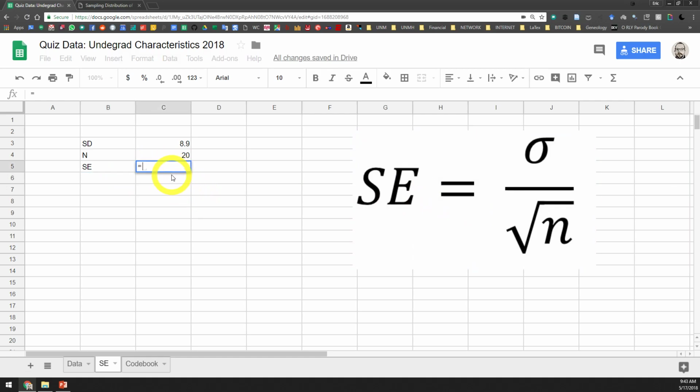So we're going to click equals to do some mathematical function. We're going to click on the cell that says 8.9. We're going to divide that, and we're going to type square root to get that function, and then we're going to put in the cell that has the number of observations, and we'll close it off with brackets, and we get a standard error of approximately 2. Whoops, let's just round this to the hundredth.